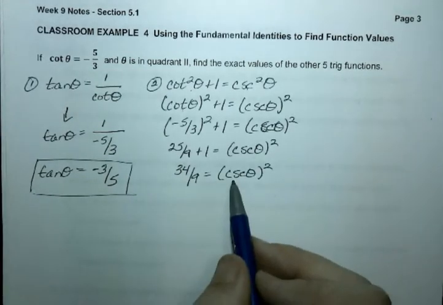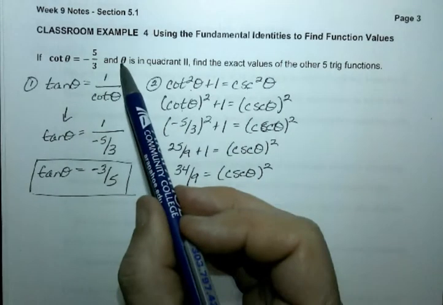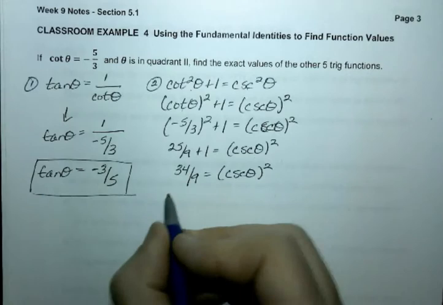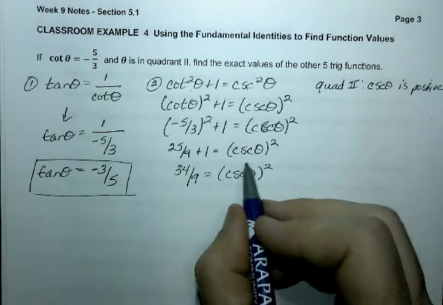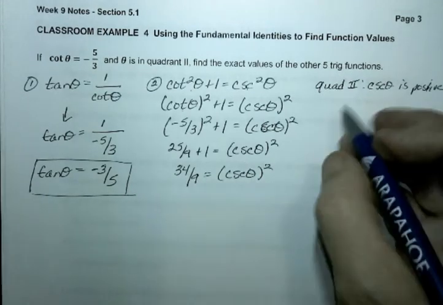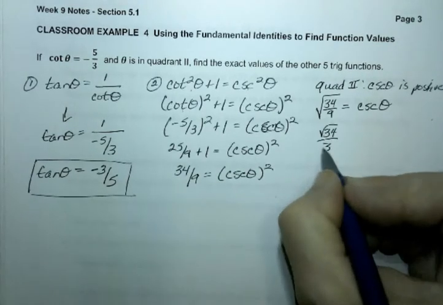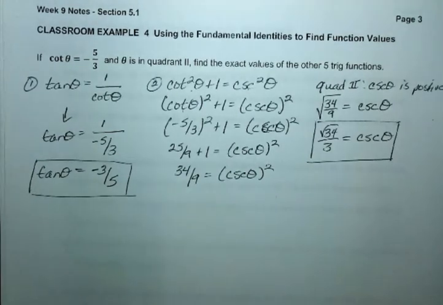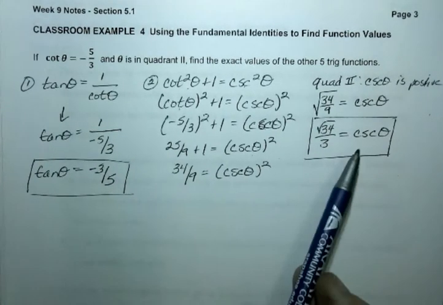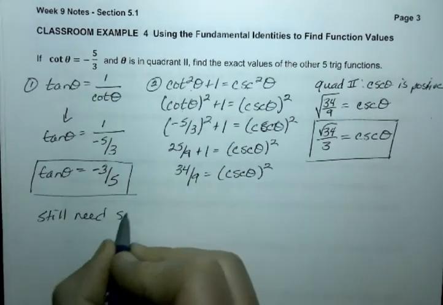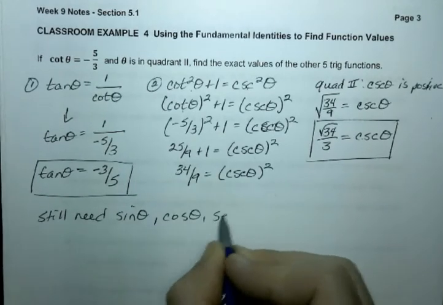Now we want to take the square root of both sides. When we do this, we have to look at what quadrant our angle is in. It's in quadrant 2. In quadrant 2, sine and cosecant are both positive. That means when we take our square root, we're just taking the positive square root. Then we can simplify this to the square root of 34 over 3. There's our value for cosecant. Now we've got three of our functions. We have cotangent, tangent, and cosecant. We still need to find the values for sine of theta, cosine of theta, and secant of theta.